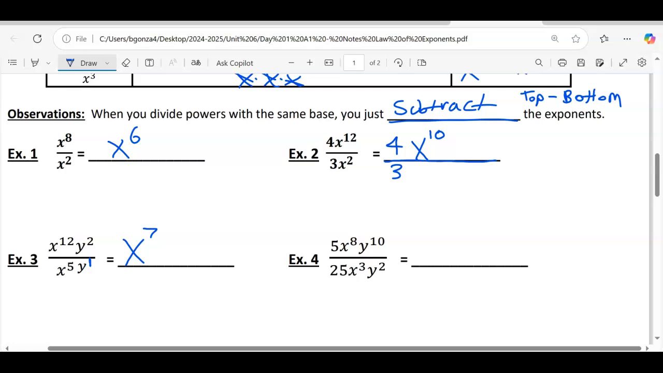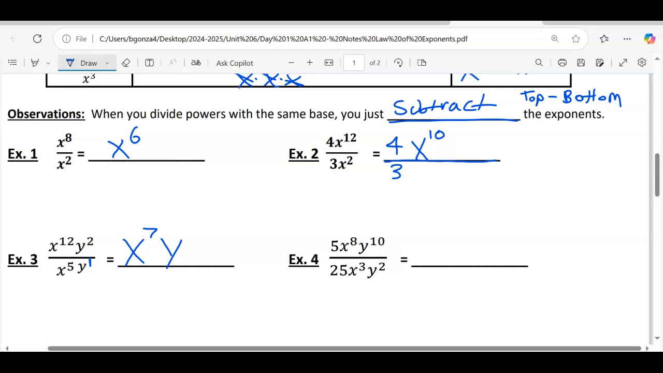And then top minus bottom. Y squared minus y1, or sorry, 2 minus 1 is 1. Do I write y to the 1 power? You could, but the best way you're going to see it is like that. Okay? Cool. Now, last one here.